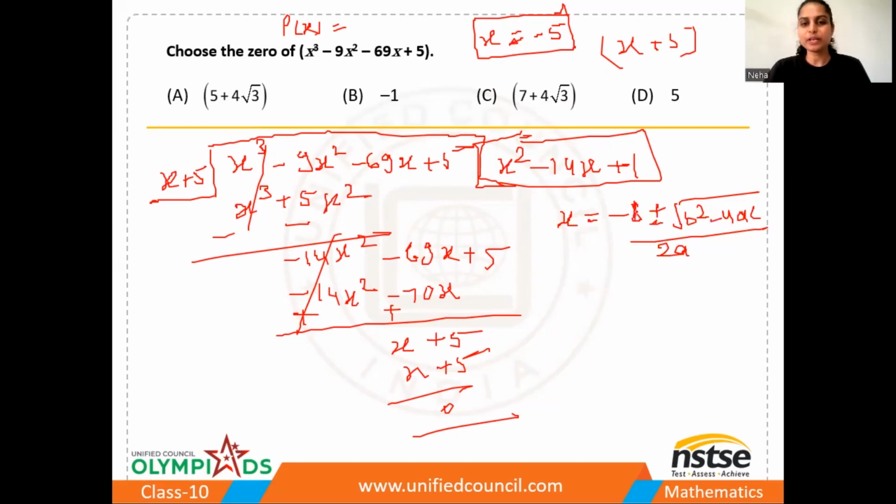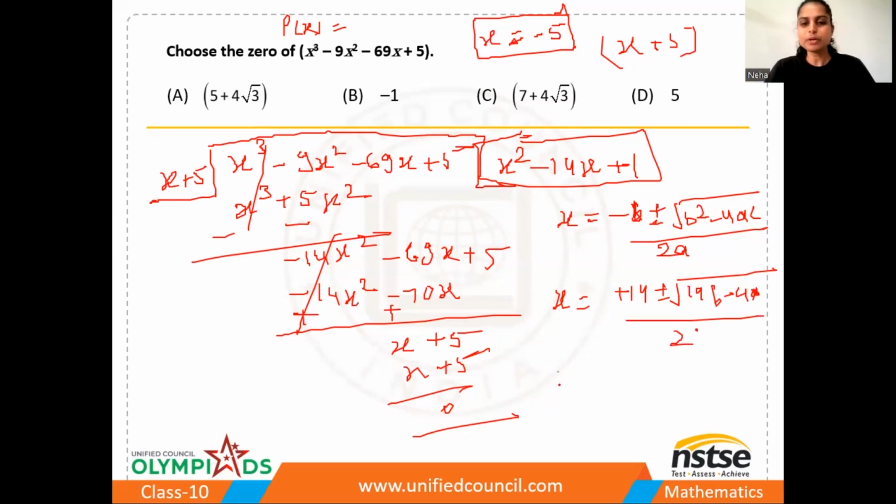Here a, b, c are nothing but the coefficient of x square, the coefficient of x, and the constant. So let me put the values here. Minus b, that means minus of minus 14, so I can directly put plus 14, right? To save my time basically. So this is b square, that means 14 square, which is 196. Minus 4 into a, which is 1, and c is also 1, so it remains only 4. 2 into a is 2 into 1.